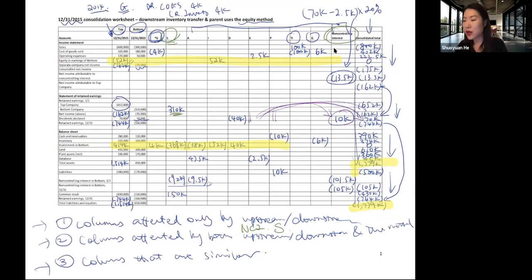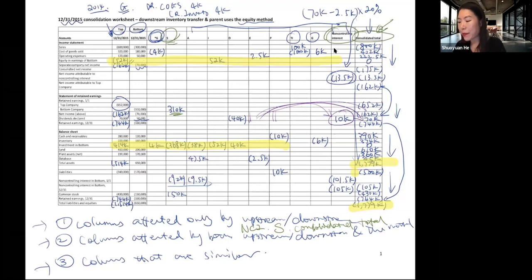And then there's another column, which is the consolidated total column. So this column is different depending on whether the parent is using upstream or downstream. If you compare this column with the next page's column, you will notice there's a difference. However, it is not affected by the method the parent used. So that is also one of the classifications.